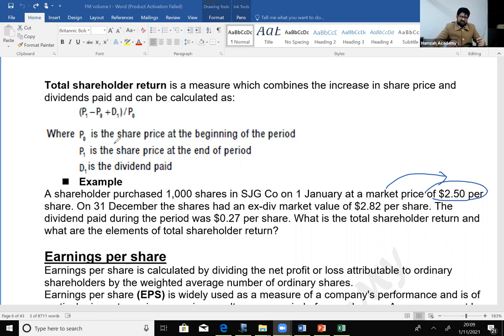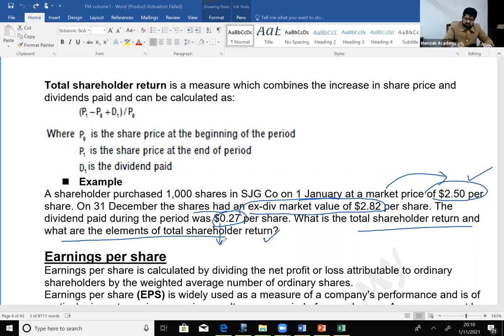So let us proceed. On 1st January, the price is this. On 31st January, the shares have an ex-dividend market price of $2.82 per share. The dividend paid during the period was $0.27 per share. What is the total shareholder return? And what are the elements? Dividend is one element. The second is capital gain, the increase in the share price. So two are the elements.